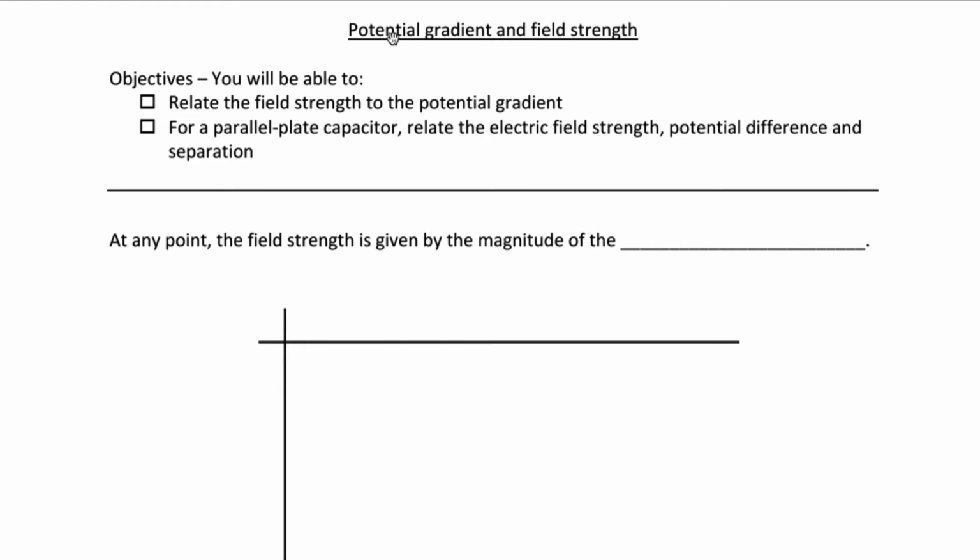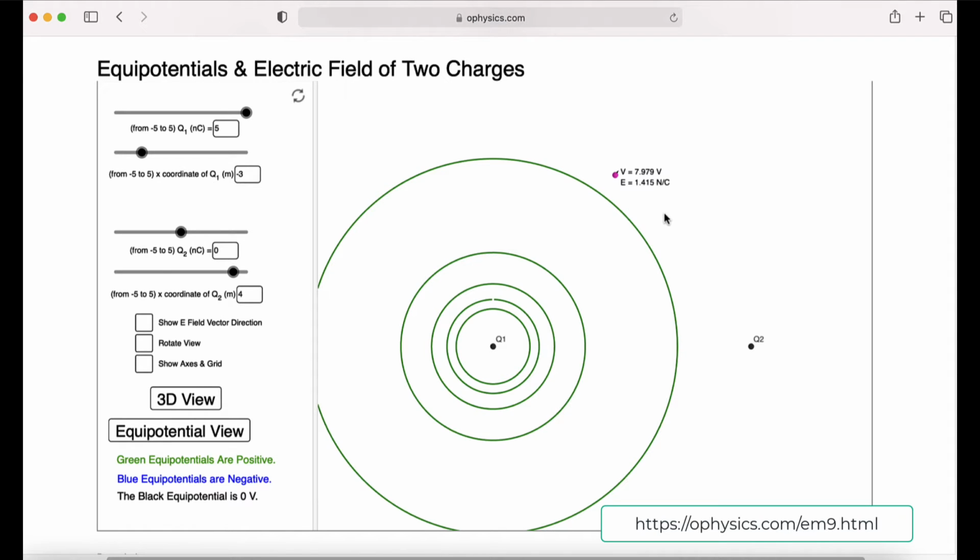In this lesson, we relate the potential gradient and the field strength. Here are the objectives. Let's start by looking at a simulation. This is a simulation from O-Physics. It's the same one we used in the previous lesson. And I've got a central positive charge with equipotentials shown in green around it.